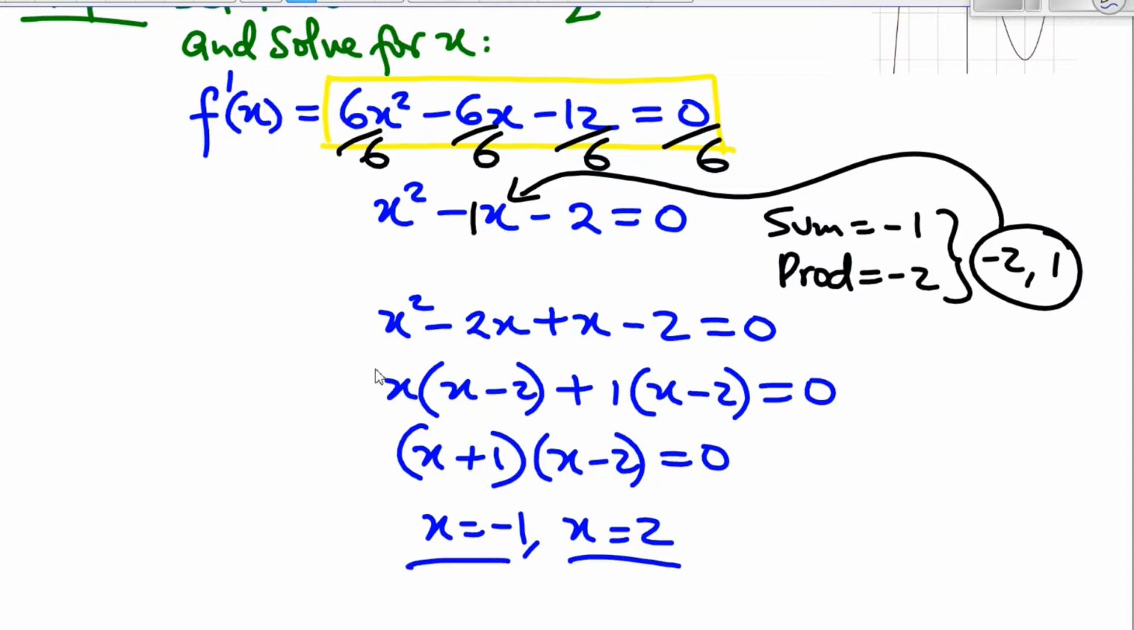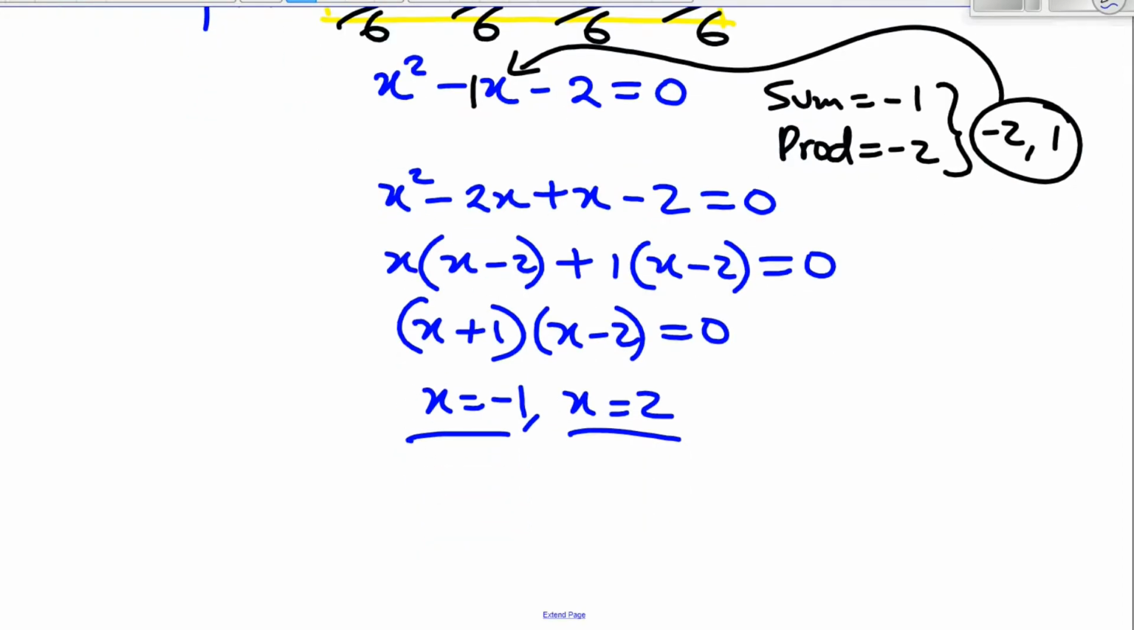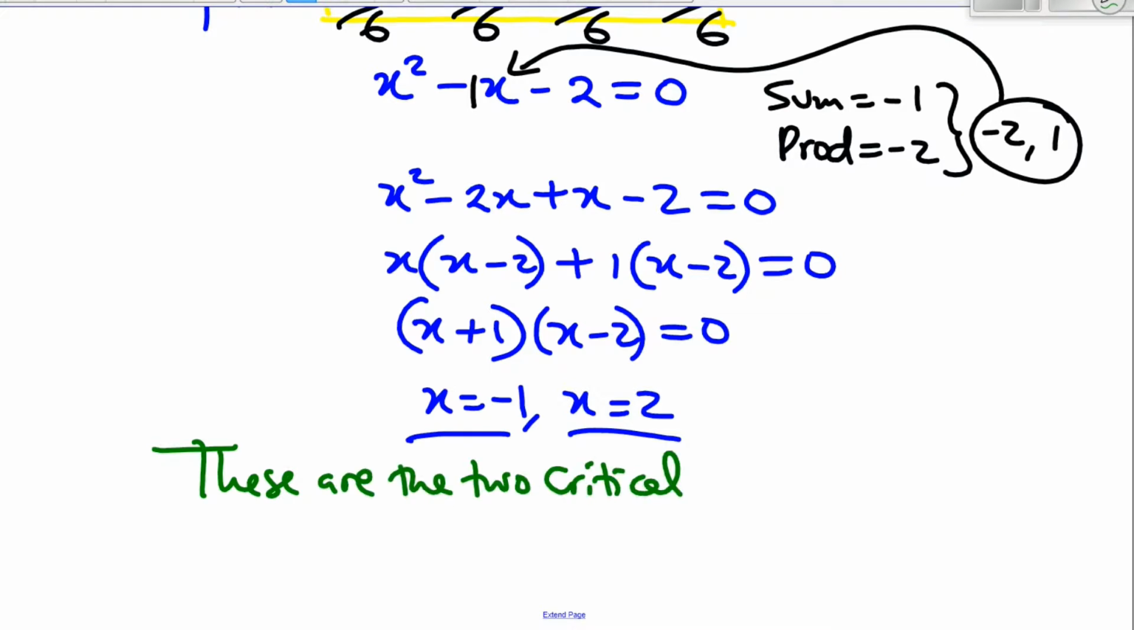Now, these are the critical points of f of x. So these are the two critical points of f of x.